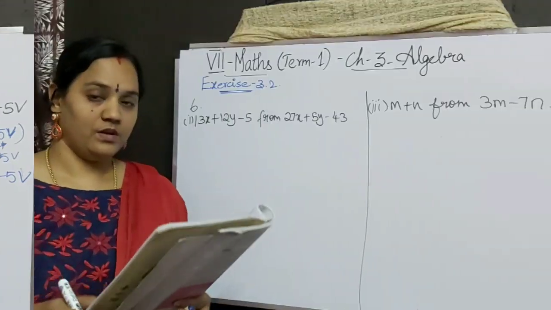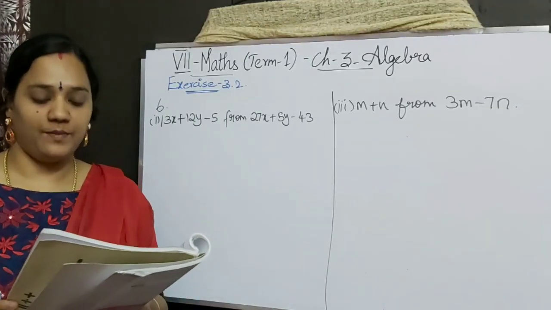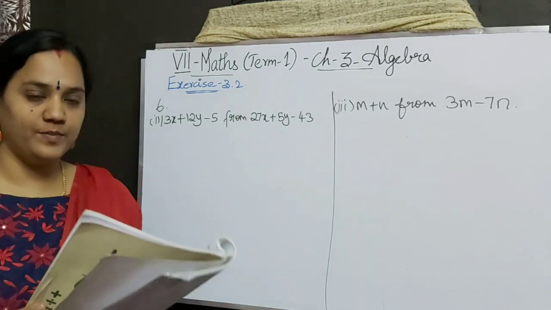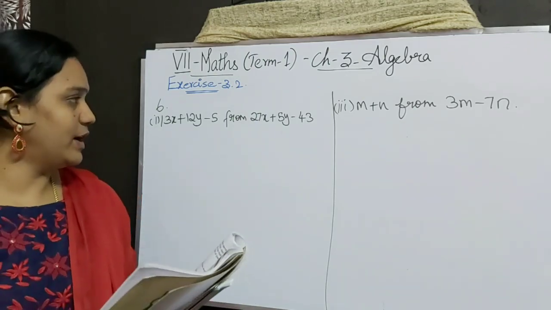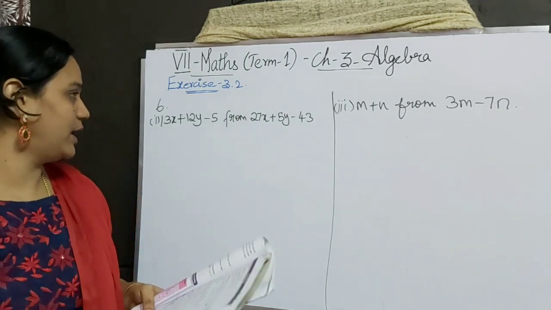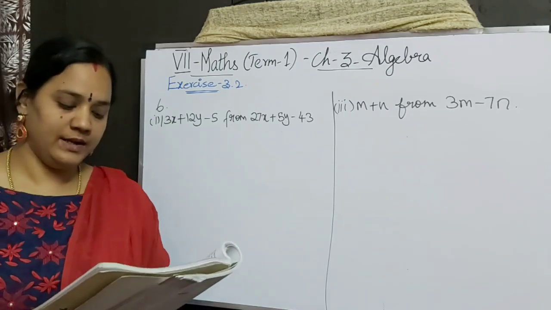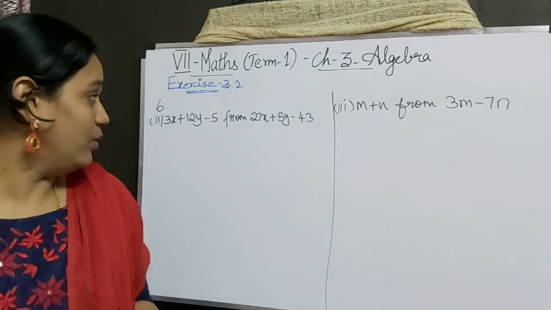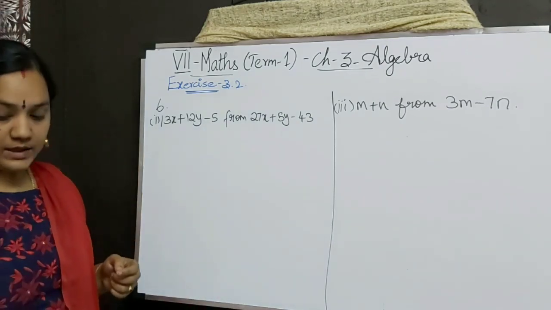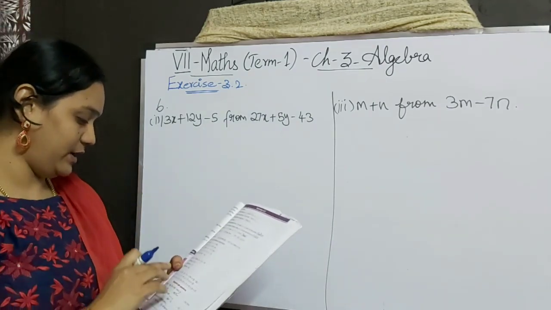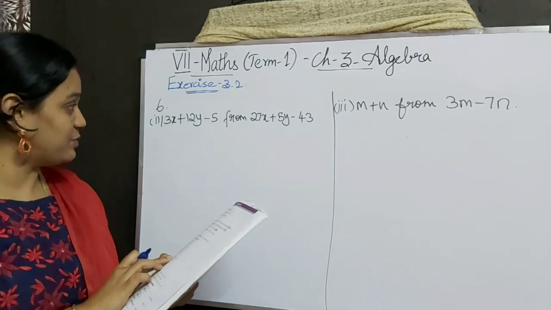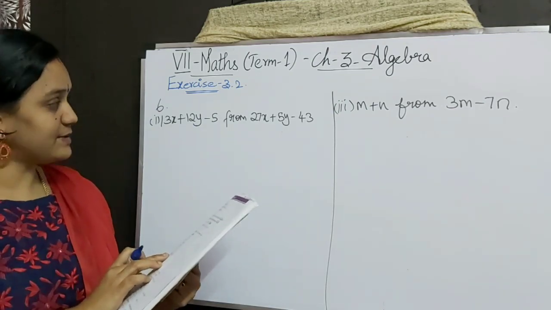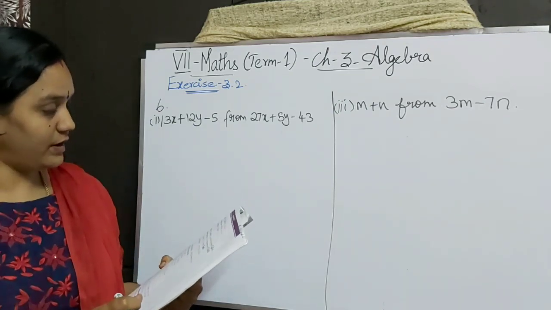Okay. The sixth problem, subtract. So they have given 4 options. I am going to solve only 2 options. That is first and third one I will solve. Next, that is second and fourth option, you have to try on your own. So now the first option is 13x plus 12y minus 5 from 27x plus 5y minus 43.